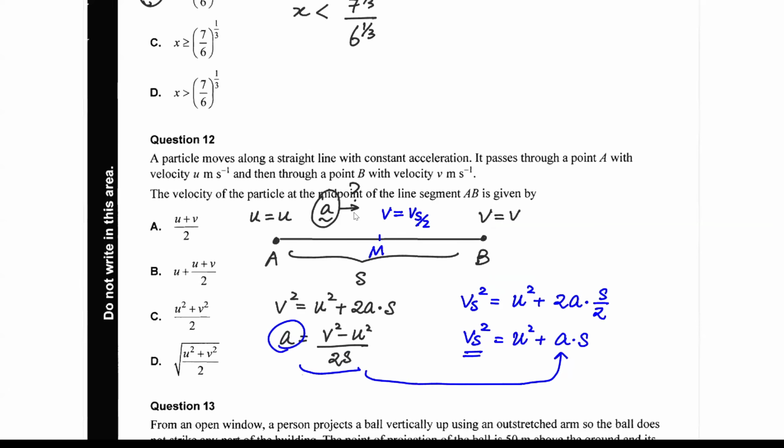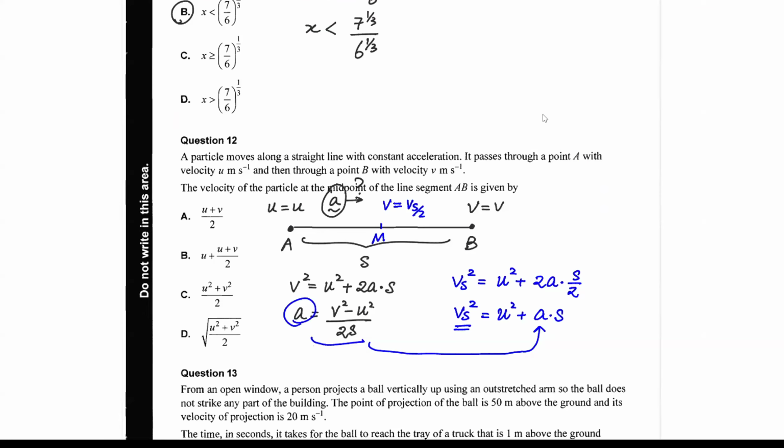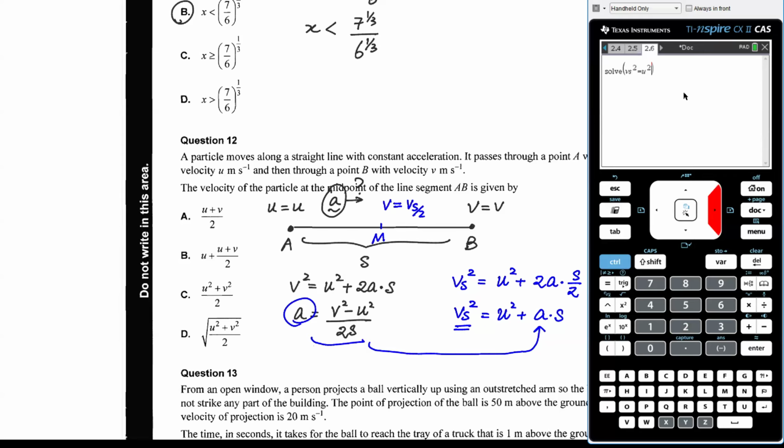So we can use the CAS calculator to do that. Okay, let's just use this one. For example, if I do solve vs squared equals u squared plus a times s for vs, given a equals (v squared minus u squared) divided by 2s. You can see that the answer involves a square root of 2 something. So the only possible option is D, okay? Option C gives the square of the velocity, and option D gives you a positive velocity, and that looks like the only feasible answer, okay?